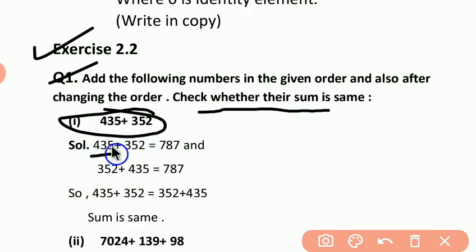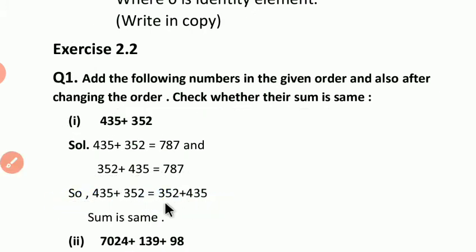So first we will add directly as in the given order. 435 plus 352. If we add, we'll get 787. And now we will change the order. Means first we will write 352, then second 435. If we add this, we'll get 787. So you can see that 435 plus 352 is equal to 352 plus 435.